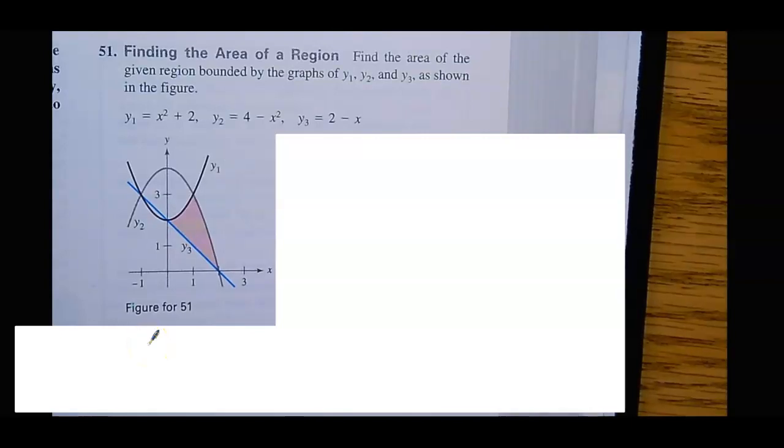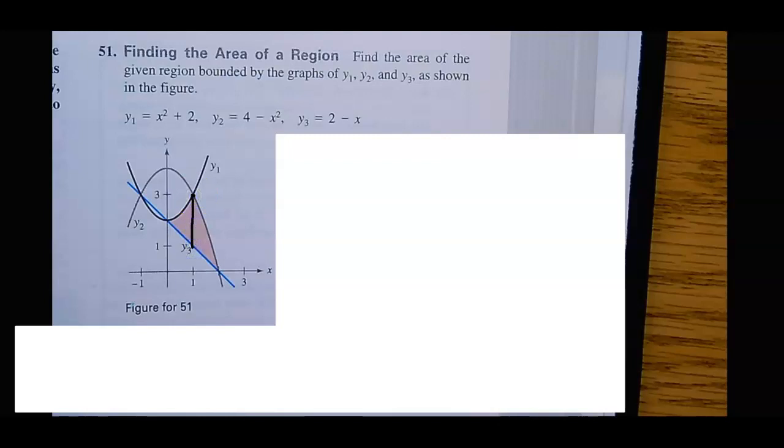Okay, so for number 51 on page 451, we want to find this pink area here. Now, the trick here is that we really need to break it up into two different parts, all right? So let me show you the parts we want to break it up into. Let's draw a line right here. Guess we don't need to go that far down. We can just stop right here, actually.